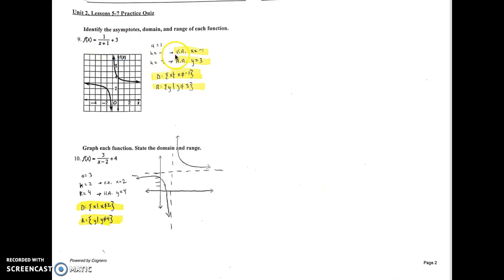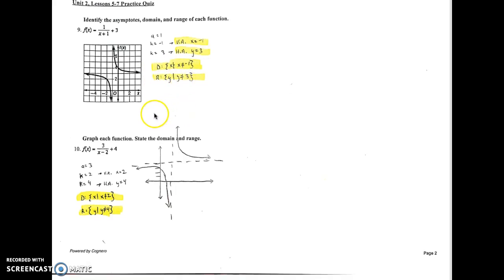The h tells us the vertical asymptote, which is x equals negative 1. K tells us the horizontal asymptote, which is y equals 3. The domain is all the x values such that x cannot equal negative 1, and the range is all the y values such that y cannot equal 3.